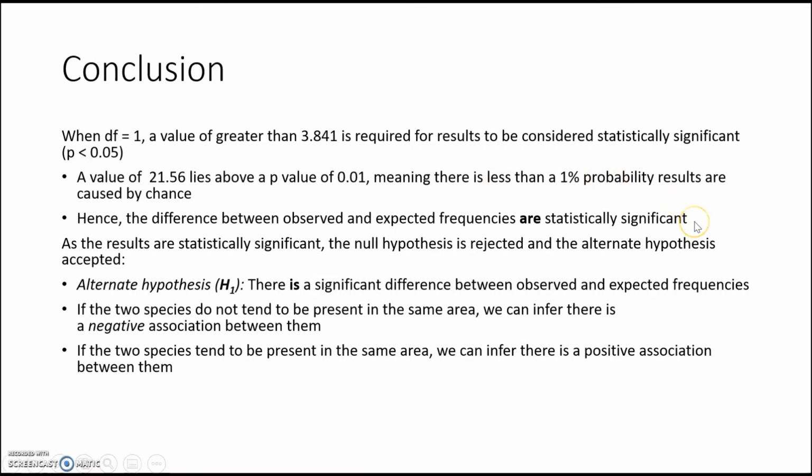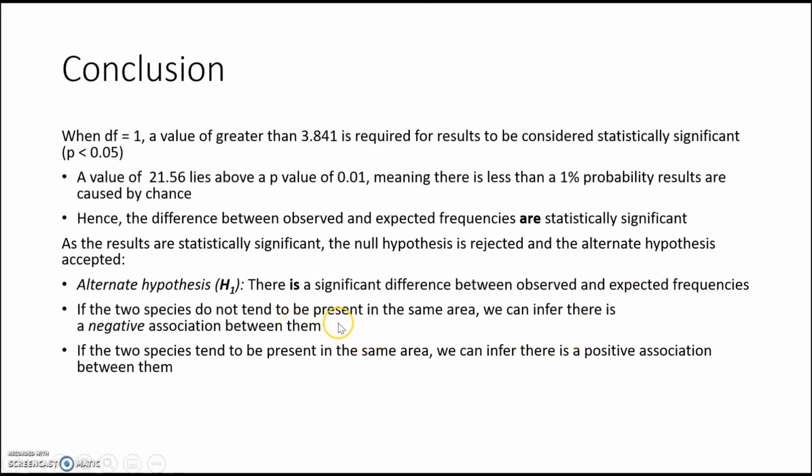This means that the difference between the observed and the expected frequencies is statistically significant. And like I just told you, we reject the null hypothesis, so we keep the alternative hypothesis, which means that there is a statistically significant difference between observed and expected frequencies, which means that these two species are associated in some way.